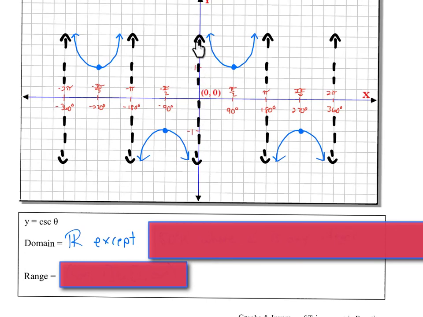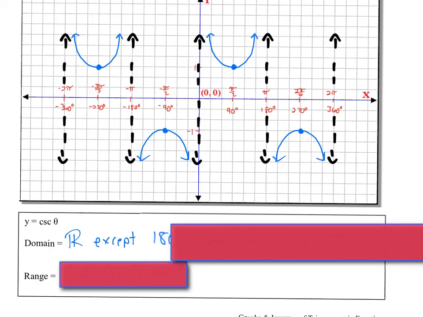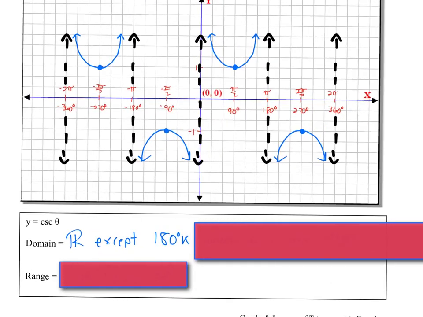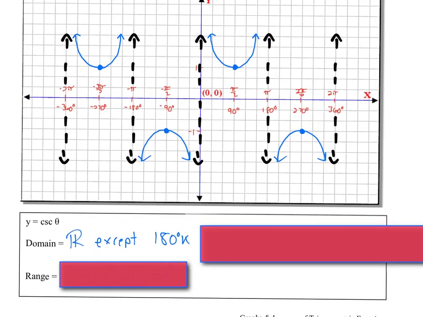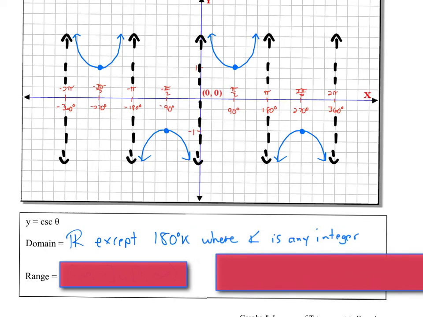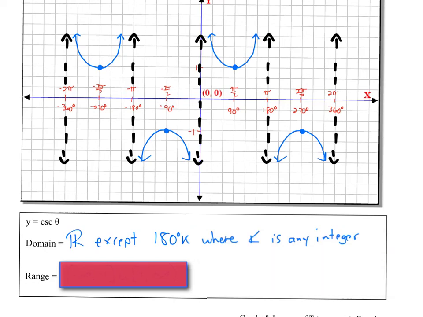Pick any one you want. I'm going to pick 0 degrees. And then add to that the distance that each of these vertical asymptotes are from each other. So 0, which I'm not going to write down because 0 plus anything is anything, plus 180 degrees k, that's how far apart they are. They each go 180 degrees, where k is any integer. So if I pick any integer and put it in for k, that would land on one of the vertical asymptotes. So the domain's everything but the vertical asymptotes.